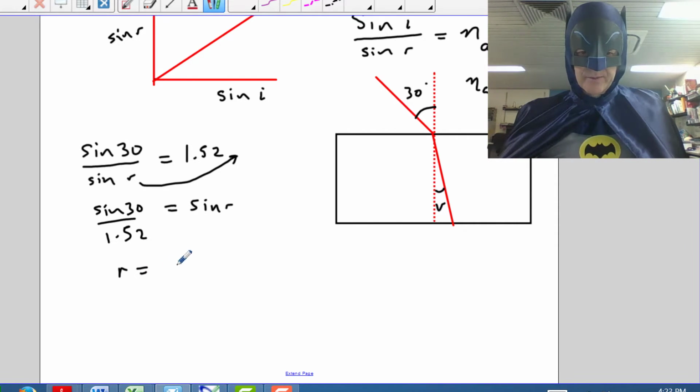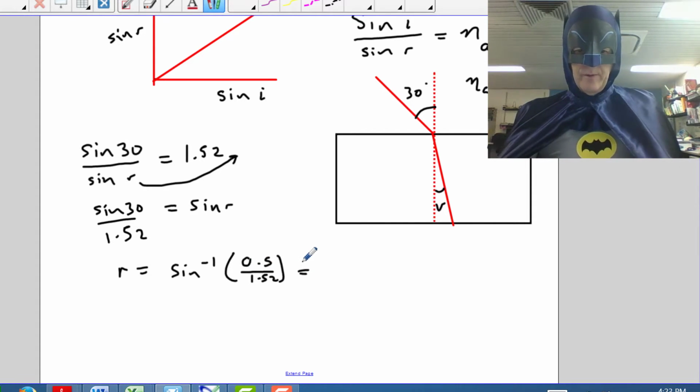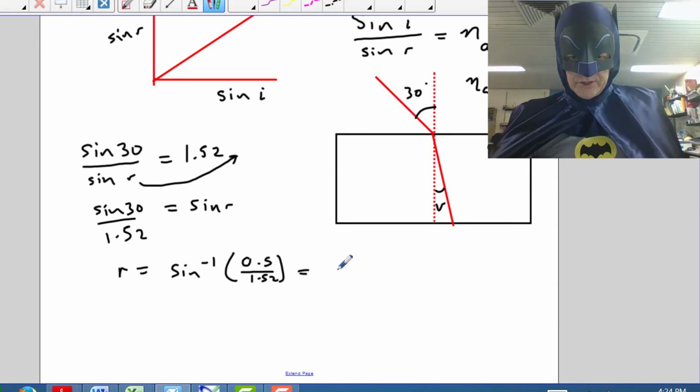So R will be sine to the -1, or shift sine, or inverse sine on your calculator, or second function sine. Sine 30 divided by 1.52, so it's 0.5 over 1.52, and you do the shift sine of that. So you end up with 19.2 degrees, and you should check that because the angle of refraction here should be smaller because it's slowing down as it goes into glass. So 30 becomes 19.2, that seems to make sense. So that's one way you should be aware of.